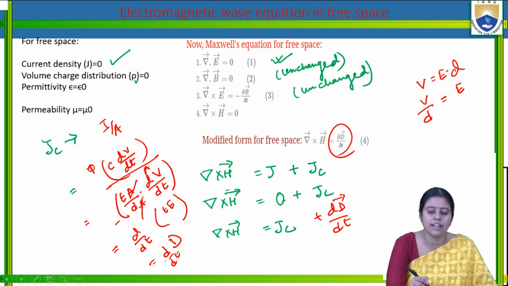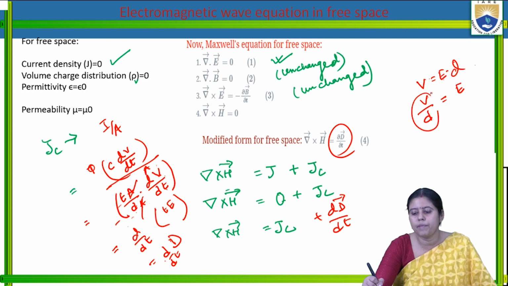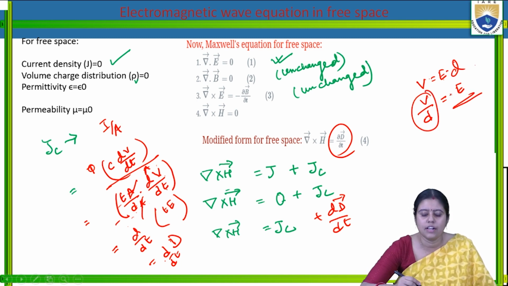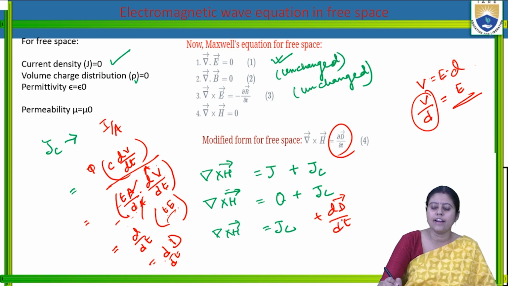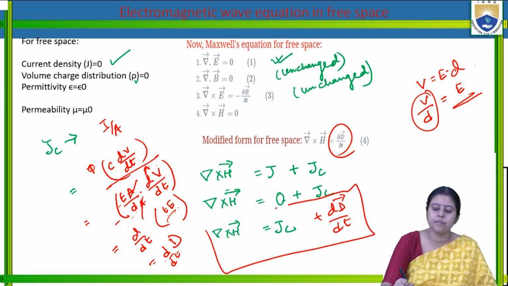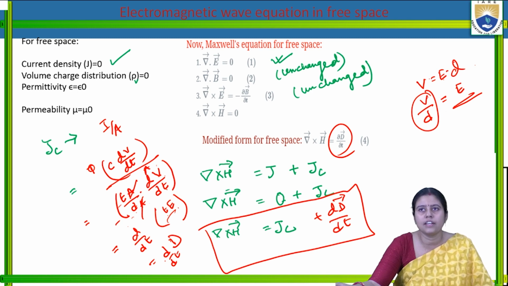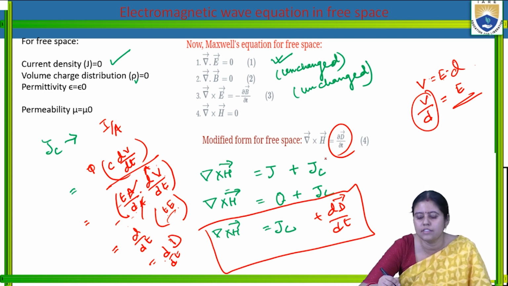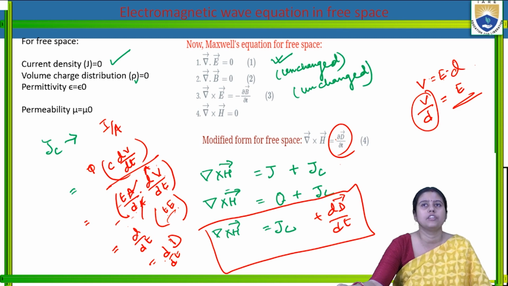So A cancels out, we got d by dt of epsilon V by d, V by d is equal to E. So V by d is nothing but the potential gradient. So we can write here epsilon into dE by dt. So epsilon into E is equal to D. So the curl, grad cross H is equal to Jc plus dD by dt. Now in the air, the conduction current is 0, so grad cross H is equal to del D by del t. Why are we writing the del D by del t? Because flux is a three-dimensional thing.